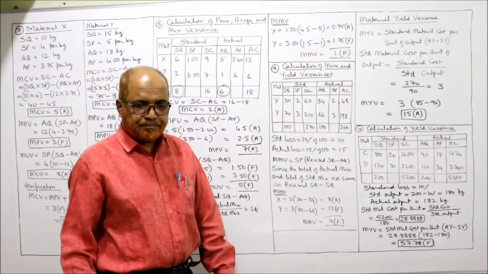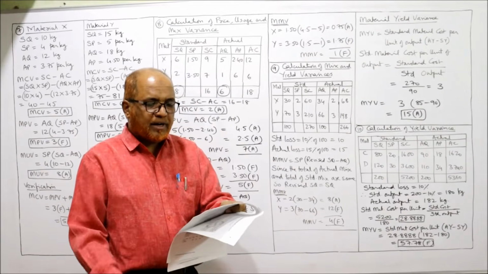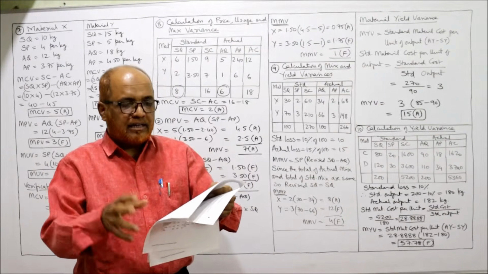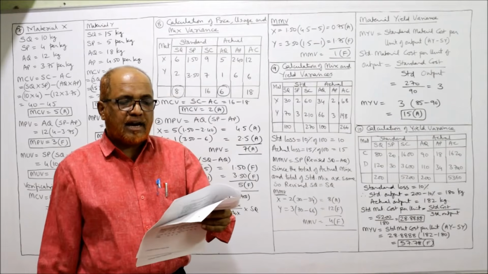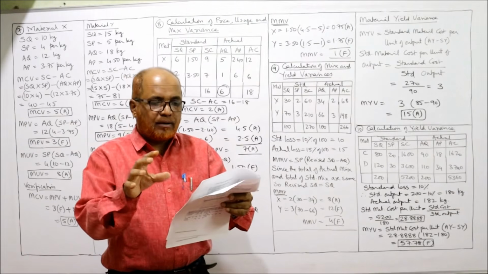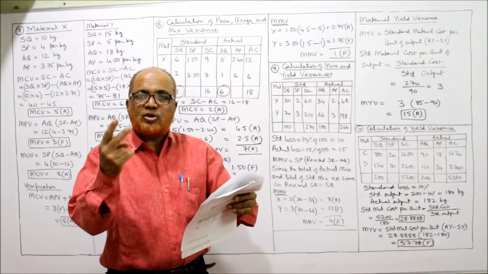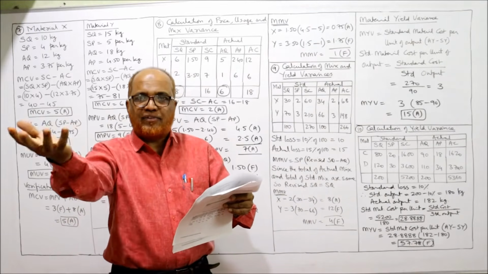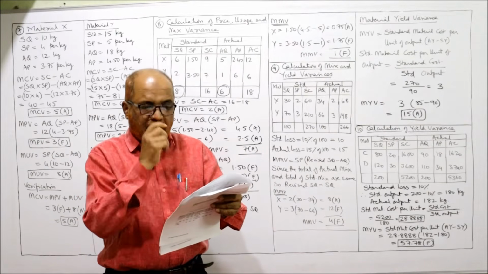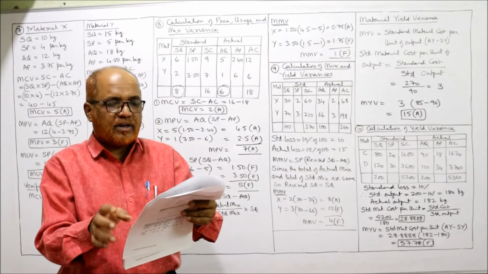Now problem number 9. See the problem number 9. The standard mix of a product P is shown below. Standard mixture of two materials. Raw material X 30 units at rupees 2 each. This is a standard. Raw material Y 70 units at rupees 3 each. That means we are mixing two materials X and Y to make the finished goods. So how many units of X and Y are required? 30 units of X and 70 units of Y. And the standard prices are 2 rupees X and 3 rupees Y.